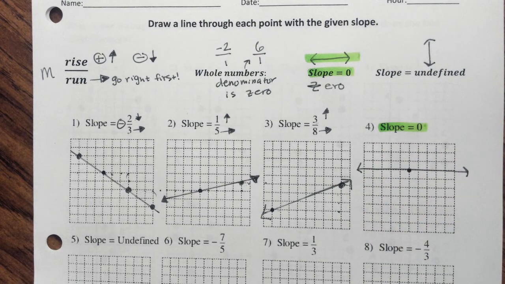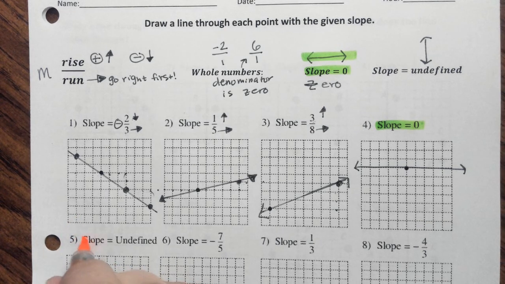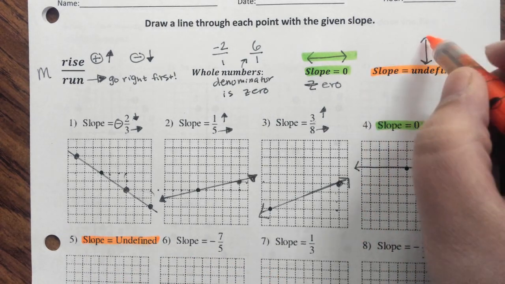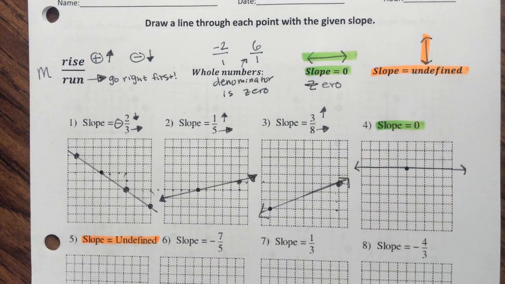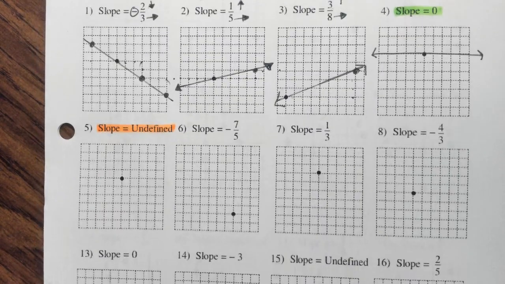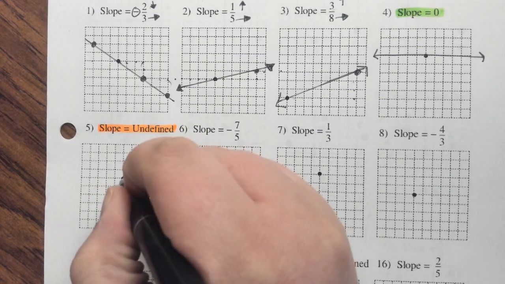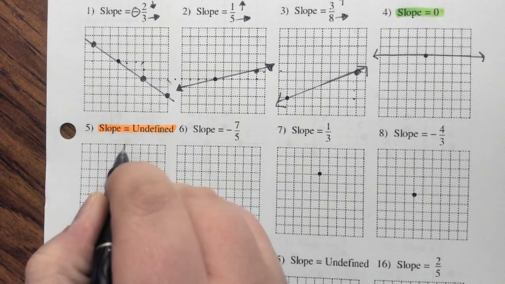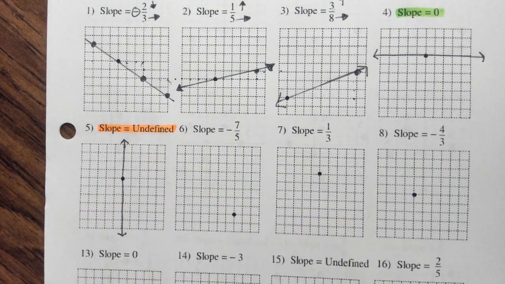Looking at number 5, the slope is undefined. If it's undefined, we're going to go vertically through that dot. So looking at number 5, I have to draw an up and down line through that dot. You're just tracing the vertical line that it's on.